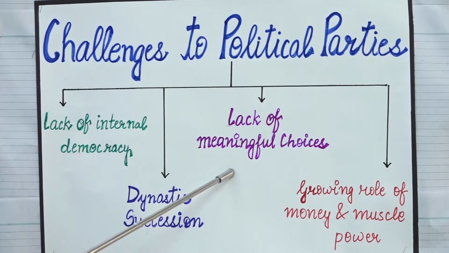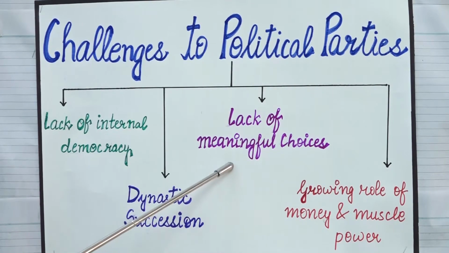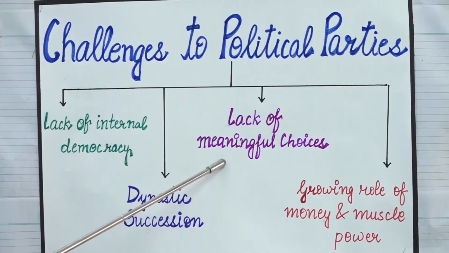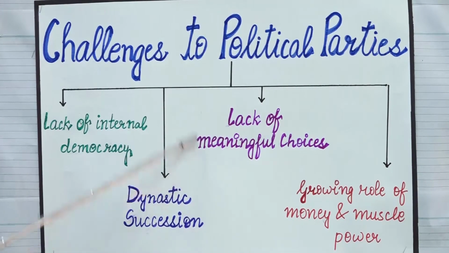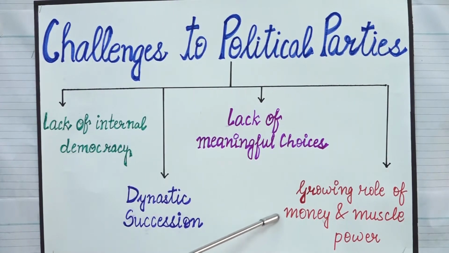Now the next challenge is lack of meaningful choice. In order to offer meaningful choice to the voters, parties must be significantly different. It means that the parties should have a different policy and programs so that may convince the people to give them the vote. Nowadays, moreover, parties have similar policies and programs, so people have very less meaningful choice from which they should choose.